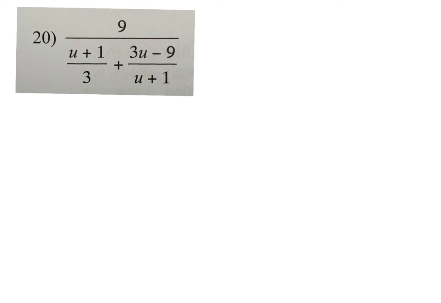So this question is wanting us to simplify, and what you'll want to do is find the common denominator among all of them. So for this numerator, the denominator is 1. For this left-hand side, your denominator is 3. And for this right-hand side, your denominator is u plus 1. So your common denominator is going to be 3 times u plus 1. So what you'll want to do is multiply everything by the 3 times u plus 1. So that's every piece of it.